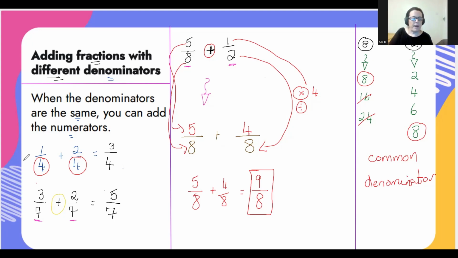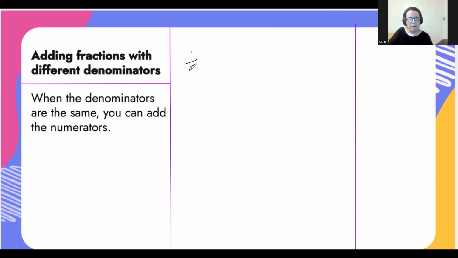Let's have a go at another one. So I'm going to look at 1/5 plus 2/10.